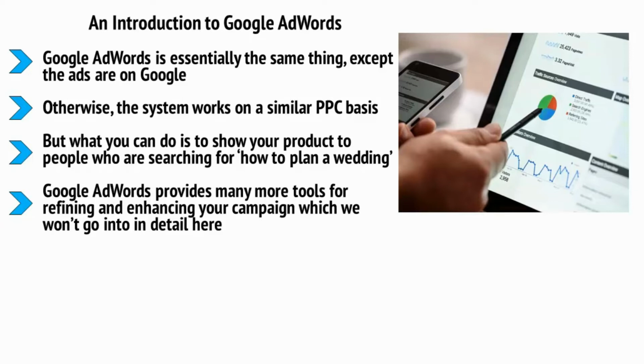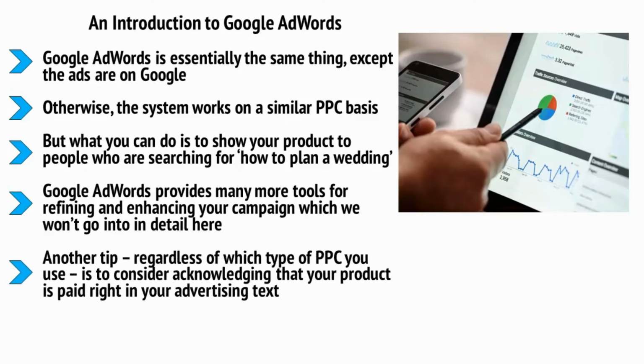But one example is the option to use negative keywords, terms that you want to exclude people from seeing your ads. For example, you can make sure that no one includes the term free, as those people are unlikely to be willing to pay for your products. Another tip, regardless of which type of PPC you use, is to consider acknowledging that your product is paid right in your advertising text.